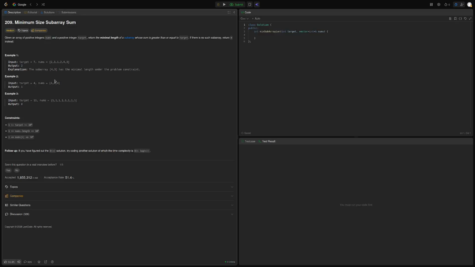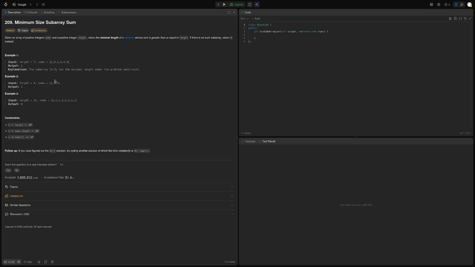So today we have a problem, 209, Minimum Size Subarray Sum. We are given an array of positive integers and a positive integer target. Return the minimum length of a subarray where the sum is greater than or equal to target. If there is no such subarray, return 0 instead.